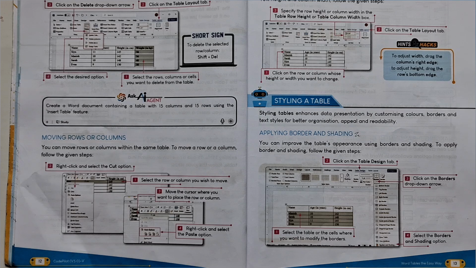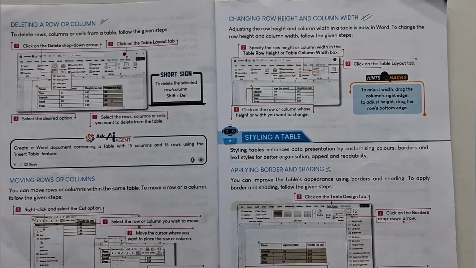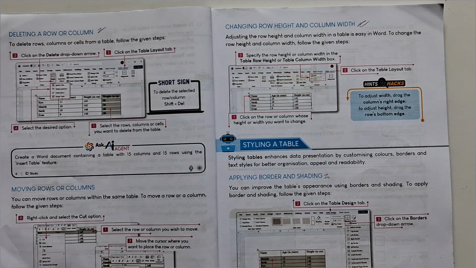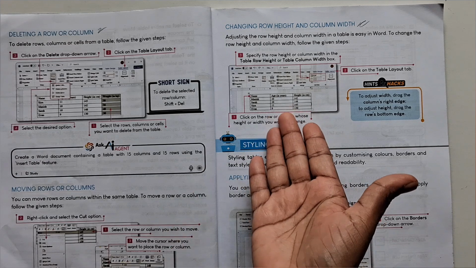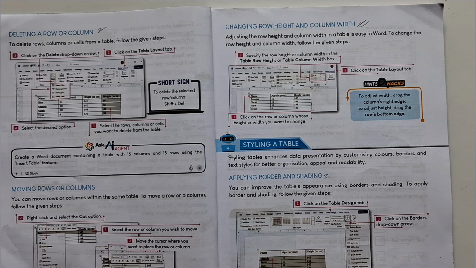Now next topic on page number 13, changing row height and column width. Adjusting the row height and column width in a table is easy in Word. To change the row height and column width, follow the given steps. First step, click on the row or a column whose height or width you want to change. Second one, click on the table layout tab. And third step, specify the row height or column width in the table row height or table column width box. Kids, you can see the screen, and that way you do each and every step.